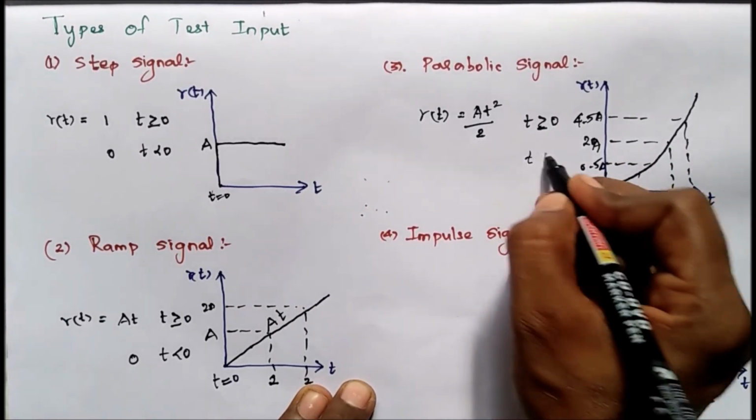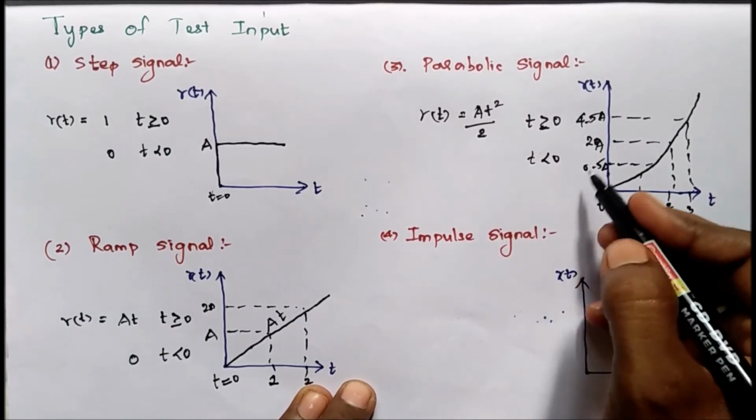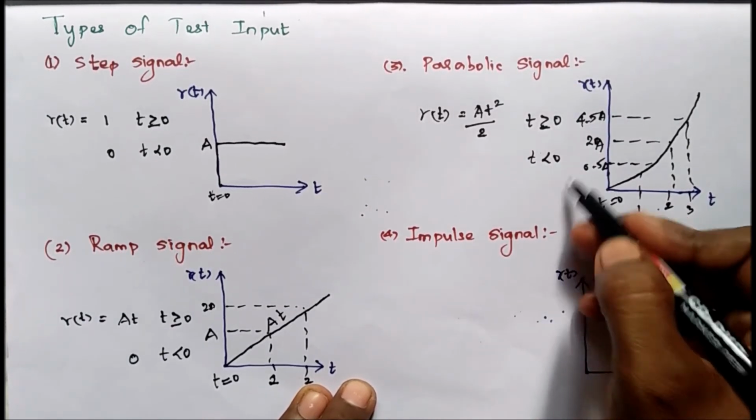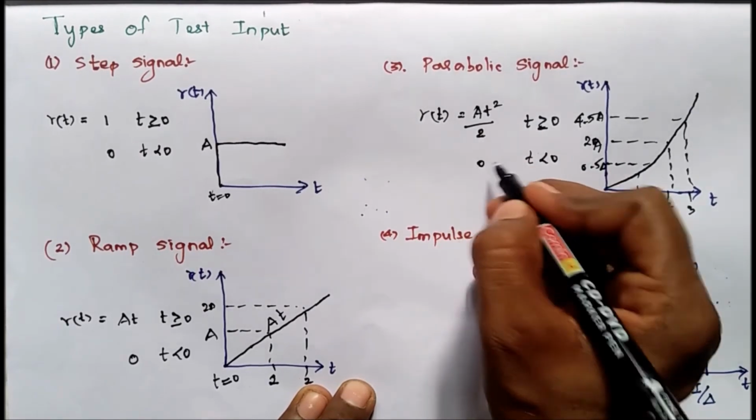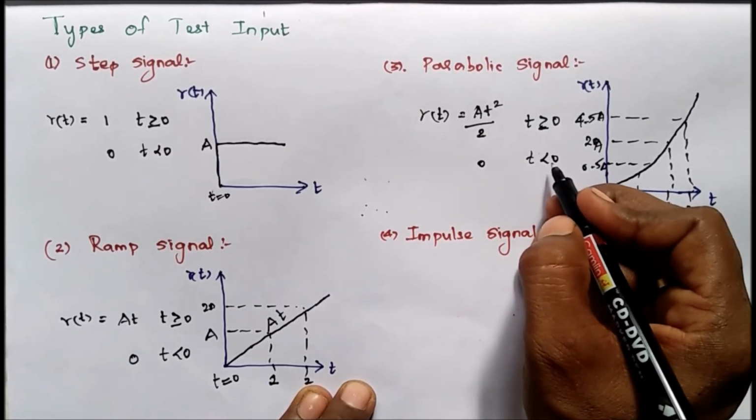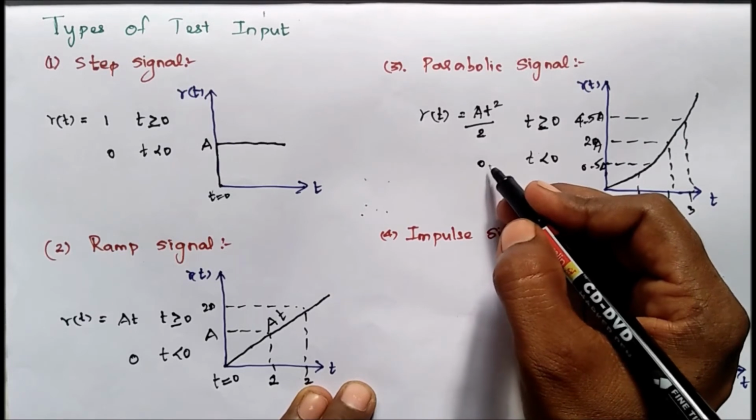Now when time t is less than 0, from this graph, in the time less than 0 part, there is no magnitude. Therefore when time is less than 0, the magnitude of the signal is 0.